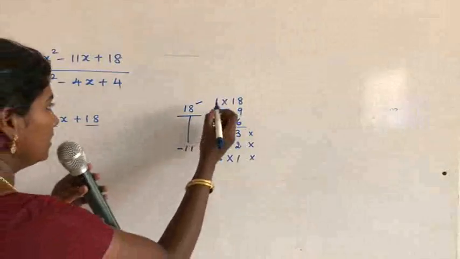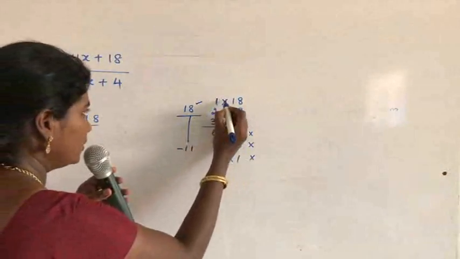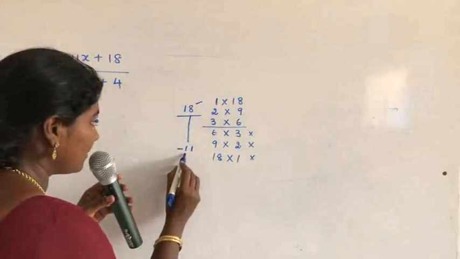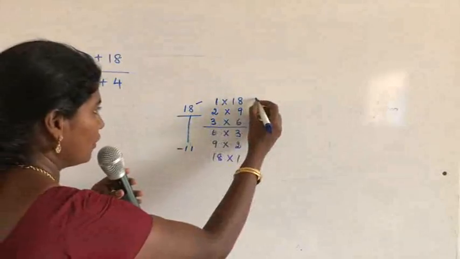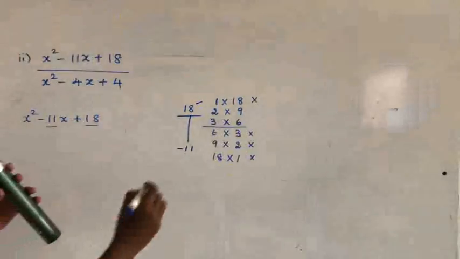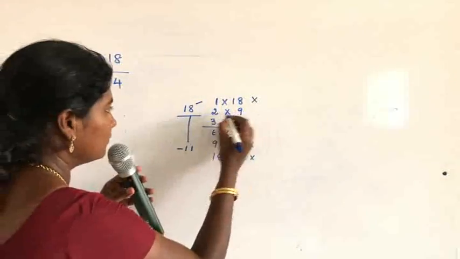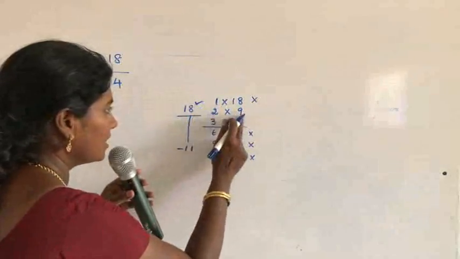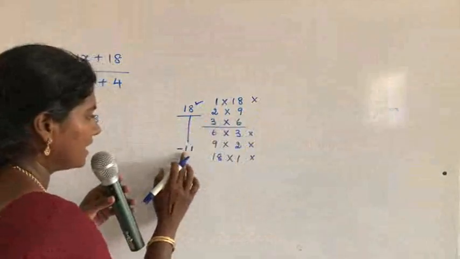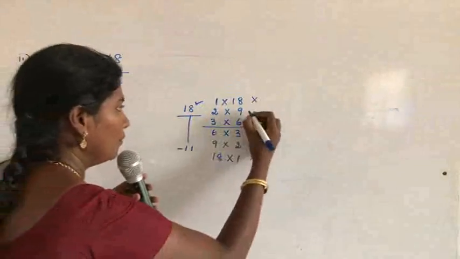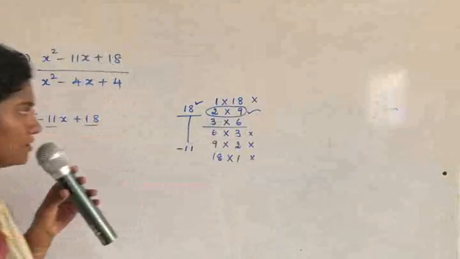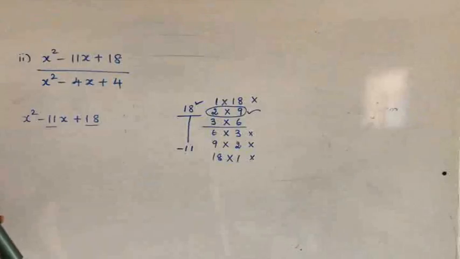Now let's see. If I take 1 into 18, I get the product 18, but I don't get the sum as 11. So this cannot be chosen. Now let's go for the second part. Here 2 into 9 gives you 18. So I get the product 18. Similarly, when I take the sum of it, I get the answer 11. So now we can choose this particular factor. We can take the factors of 18 as 2 and 9.